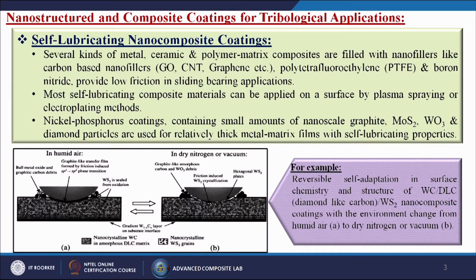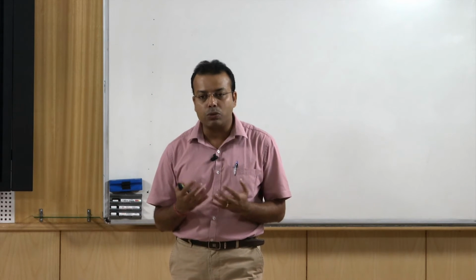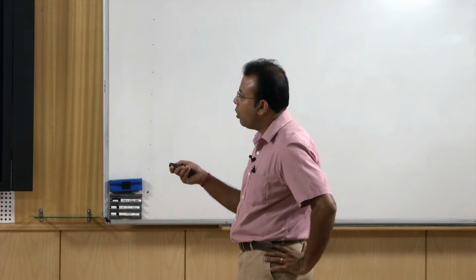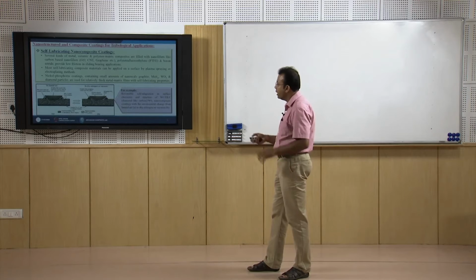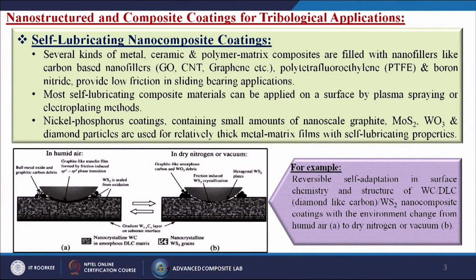Polytetrafluoroethylene, PTFE, and boron nitride provide low friction in sliding bearing applications. Where we need less friction, less abrasion and less wear, we can think of using this kind of material, so that the friction in sliding bearing applications will be reduced. Most self lubricating composite materials can be applied on a surface by plasma spraying or electroplating methods.